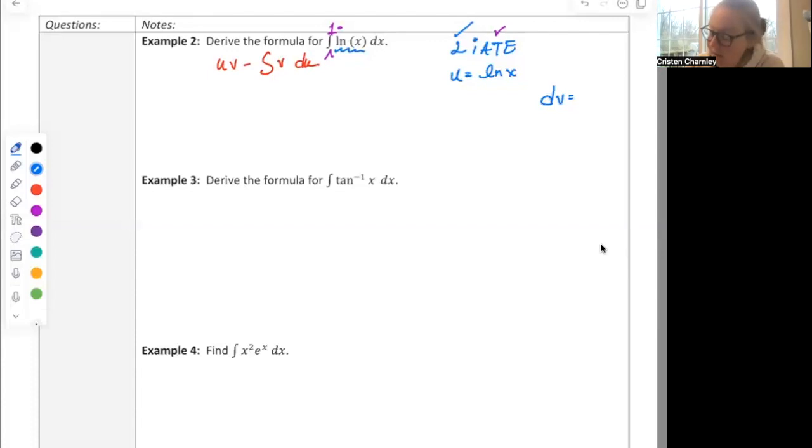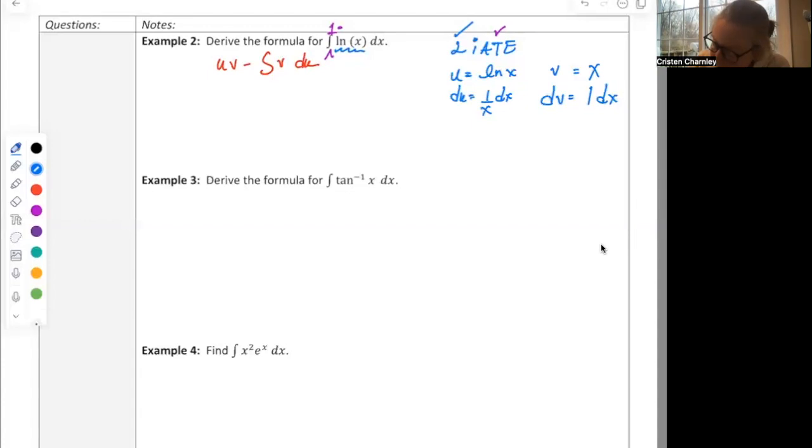That's what my students always called it in the past. So this would be 1 dx. du is the derivative of natural log of x, so that's 1 over x dx. dv, we have to go up to the antiderivative. The antiderivative of 1 is going to be x. Yes, there is a plus c, but we will deal with that at the end.